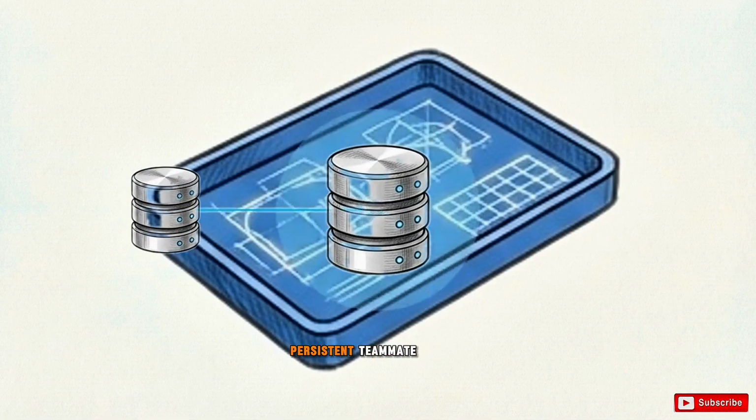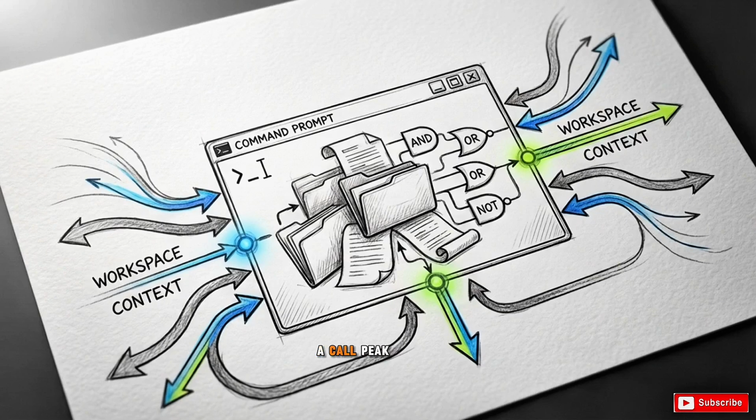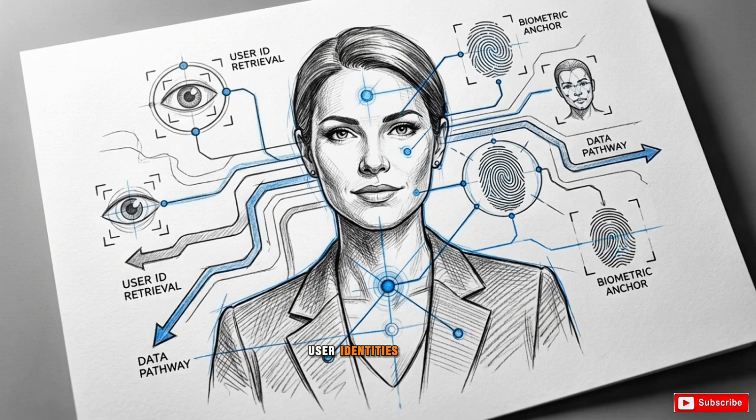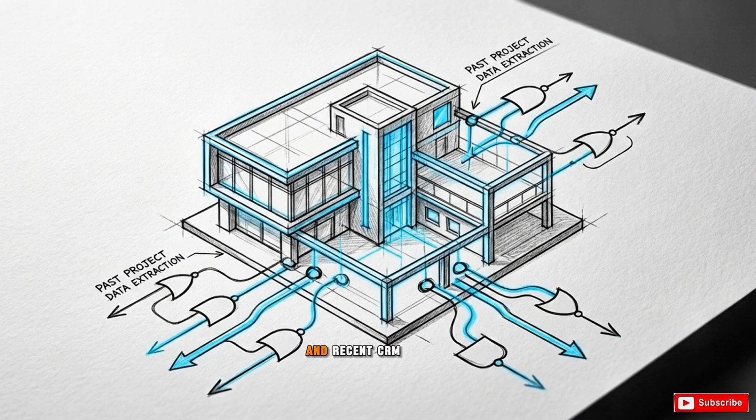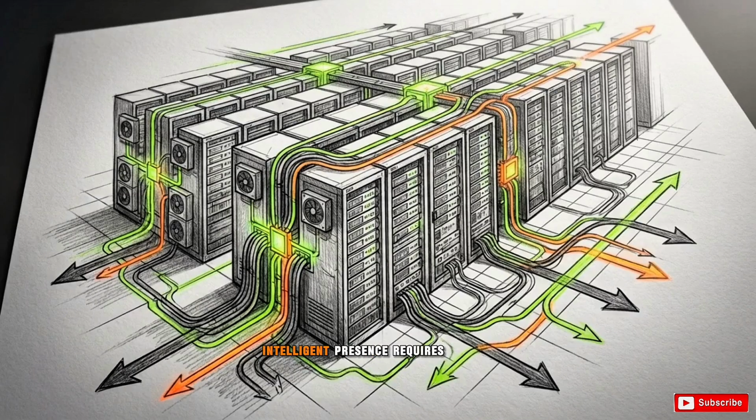A real-time visual avatar is useless if it suffers from amnesia between meetings. To function as a persistent teammate, it requires stateful memory. Prior to a call, Pika Stream synthesizes specific workspace context directly into the agent's system prompt. It instantly retrieves user identities, past project details, and recent CRM activities, so it can recognize participants by name. But supplying that constant, intelligent presence requires massive capital. Running a real-time synthesis pipeline demands access to highly expensive H100 GPU clusters.